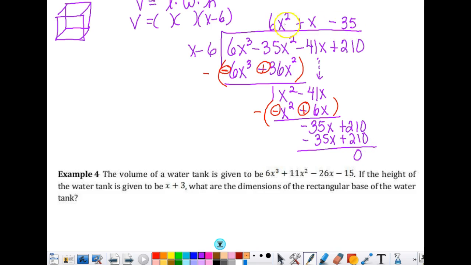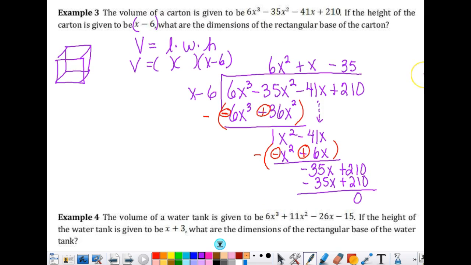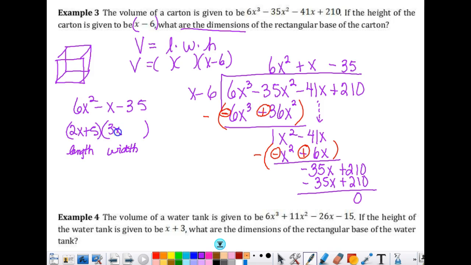So what is this polynomial up here? What is it representing? The length and the width. The length and the width multiplied together was this 6x squared minus x. So if I factor it, then I get the length and the width, and it asked for the dimensions. This is kind of a big factoring problem, so I'm just going to give you the answers to it. You would have to factor this by grouping. And so it's 2x plus 5 and 3x minus 7.